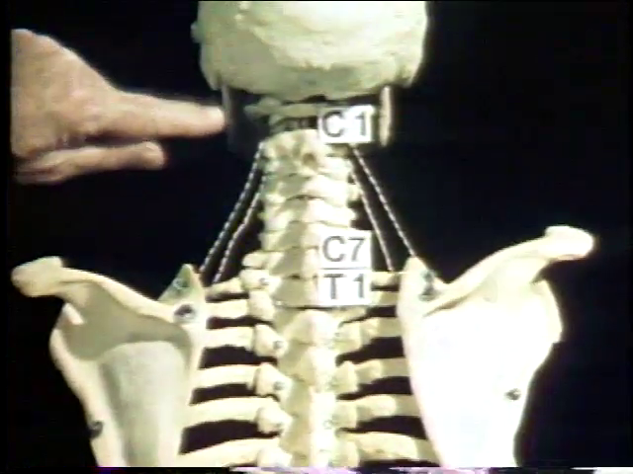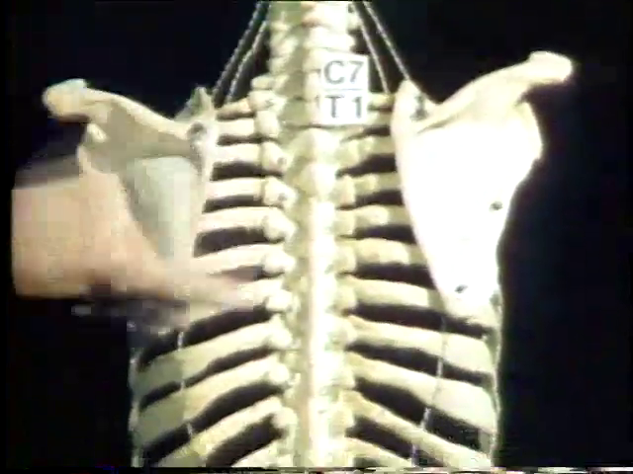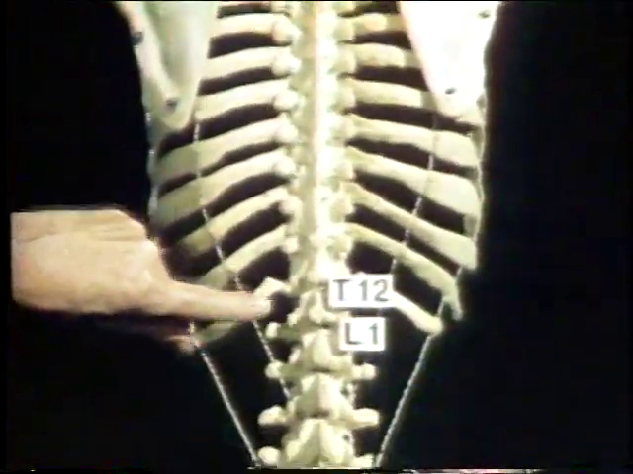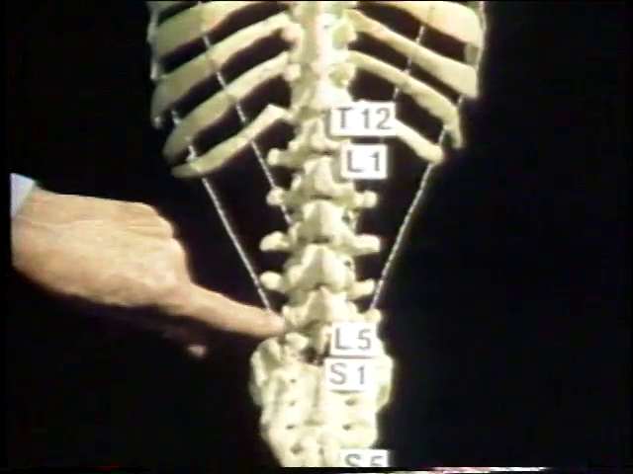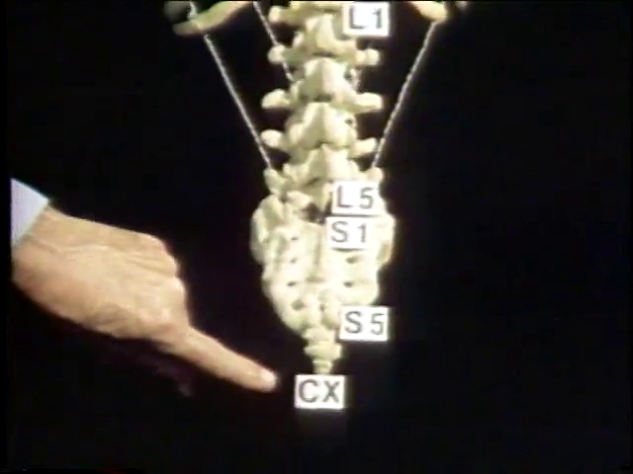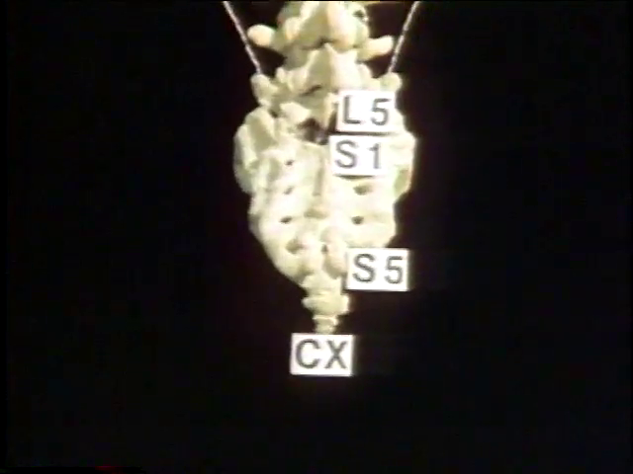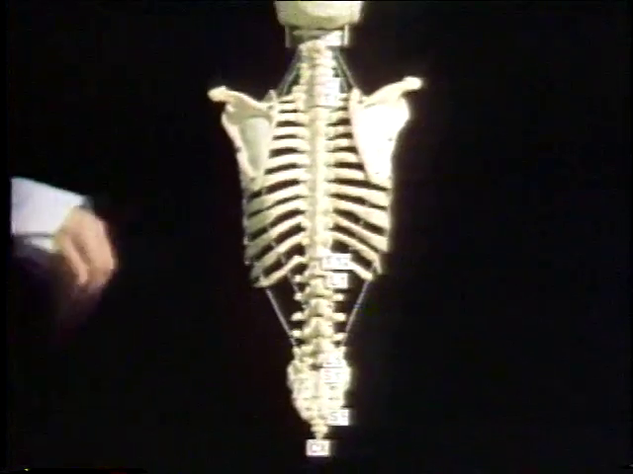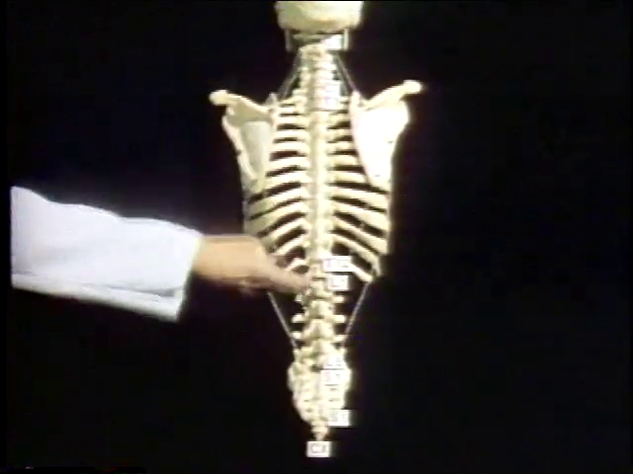The column consists of 7 cervical, 12 thoracic or dorsal, 5 lumbar, 5 sacral, and 4 coccygeal vertebrae. The sacral segments are fused as the sacrum. So also are the coccygeal as the coccyx, although the first segment may not be fused with the rest. Hence, there are a total of 33 vertebrae with 24 discrete and 9 fused.